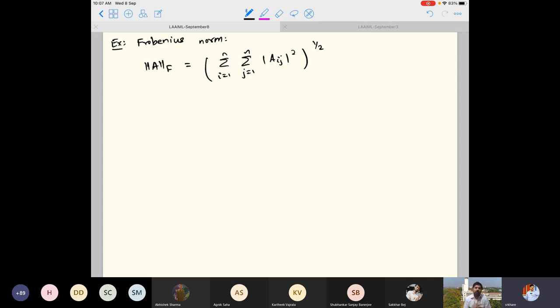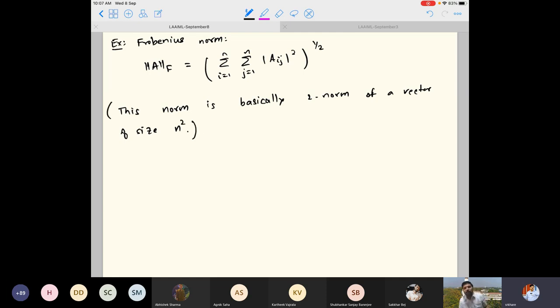This is called the Frobenius norm. And now you can see this norm is generated. This norm is basically coming out because of what? Two norm. It's a spectral norm of a vector of size n square. Correct? And what is this vector of size n square?